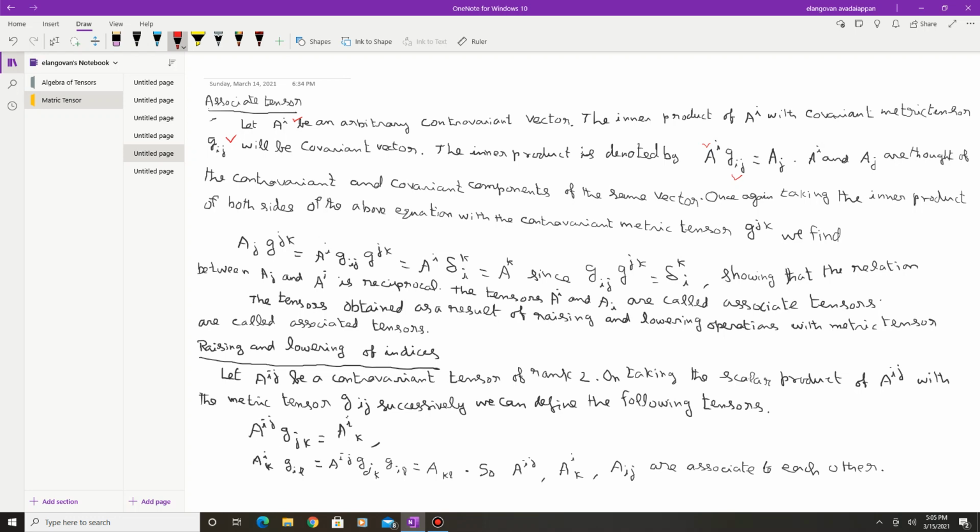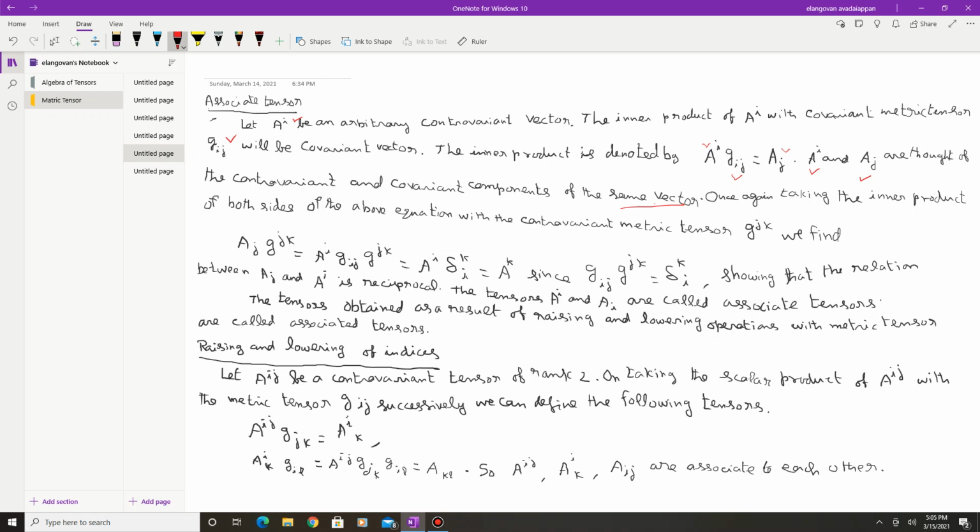So now this A^i and A_j are thought of as the contravariant and covariant components of the same vector. That is important. For the same vector, once you get A^i and multiply with g_ij, you will get A_j. So A^i is the contravariant component, A_j is the covariant component of the same vector. The contravariant and covariant components of the same vector can be obtained through this process.